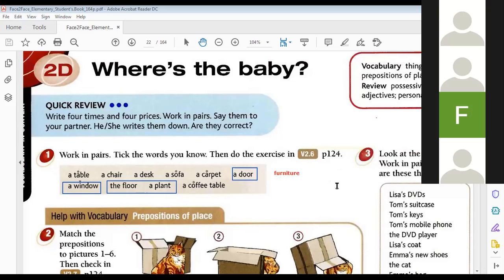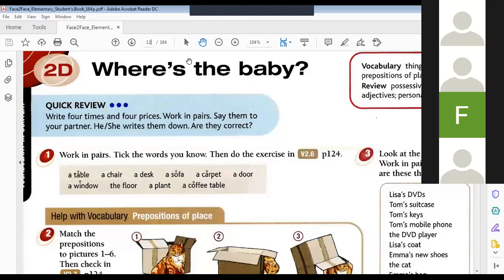Furniture. Okay. So here we have a nice little exercise on page 126. Let's do the exercise 120.